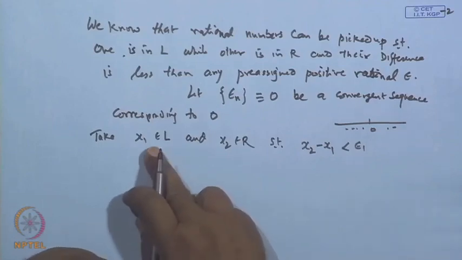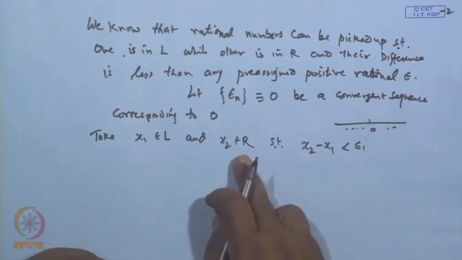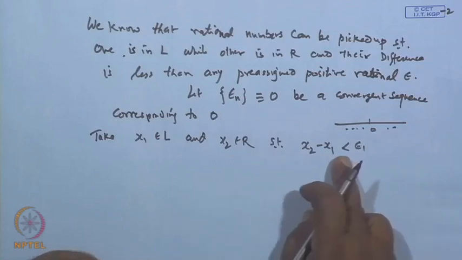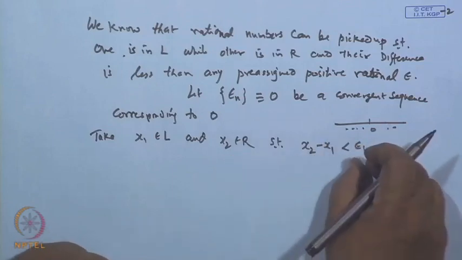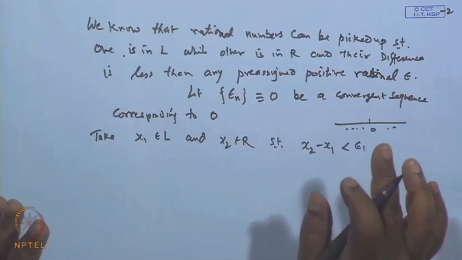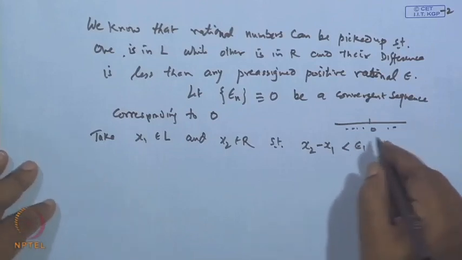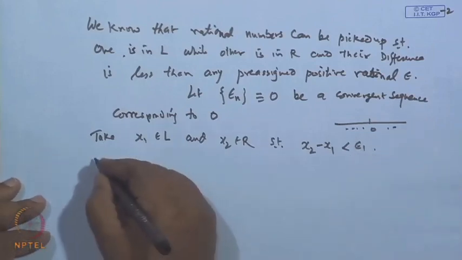Because any element of L is less than any element of R, x 2 minus x 1 is positive, but this difference should be less than epsilon 1. Okay. Now, choose another one next.